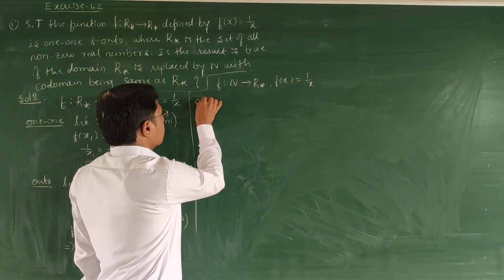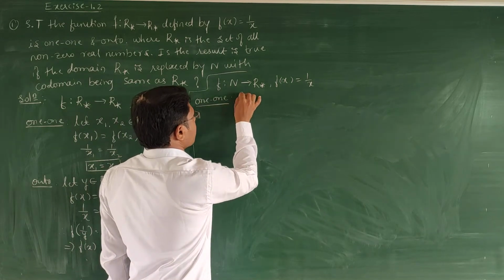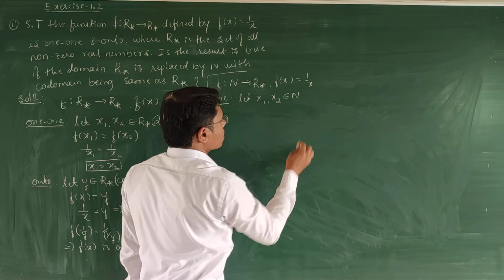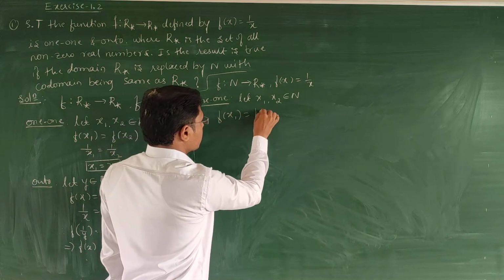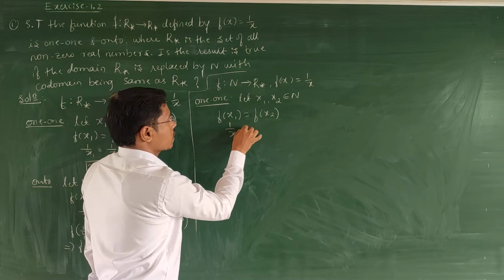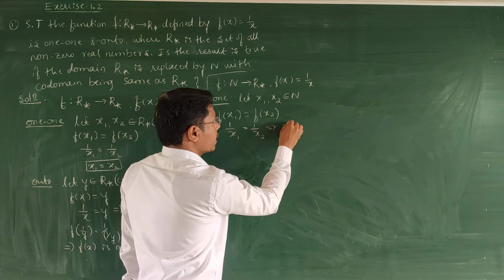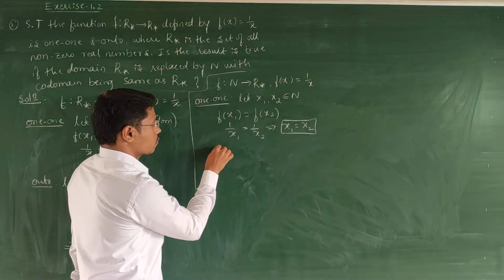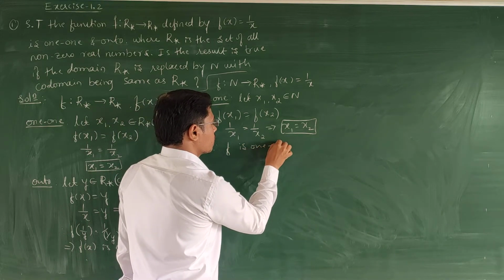Now one-one. So let x1 comma x2 belong to the set of natural numbers, the domain. f of x1 equal to f of x2. So this is 1 by x1 equal to 1 by x2. On cross multiplication we will get x1 equal to x2. So therefore we can conclude that f is one-one.